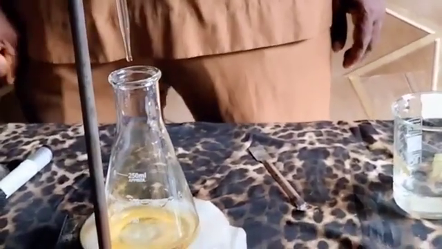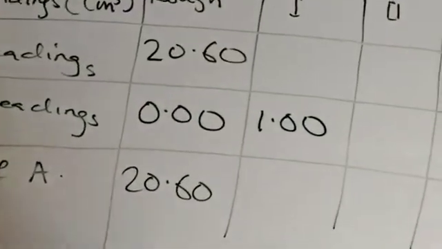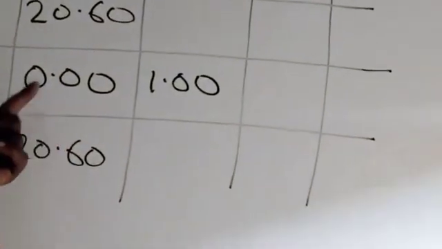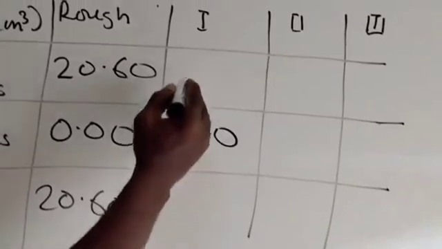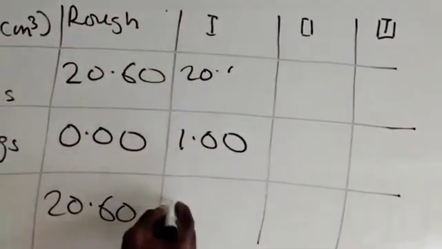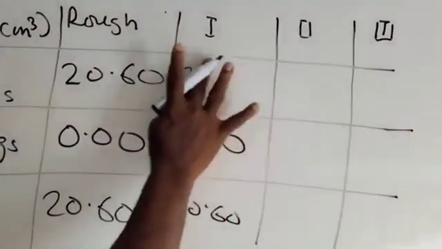So now we'll start the experiment. Remember our initial reading is 1.0. We allow the acid to run drop by drop into the conical flask where you have the base and the indicator. As an estimate, we'll go to the board. Since the titer value we have for the rough is 20.6.